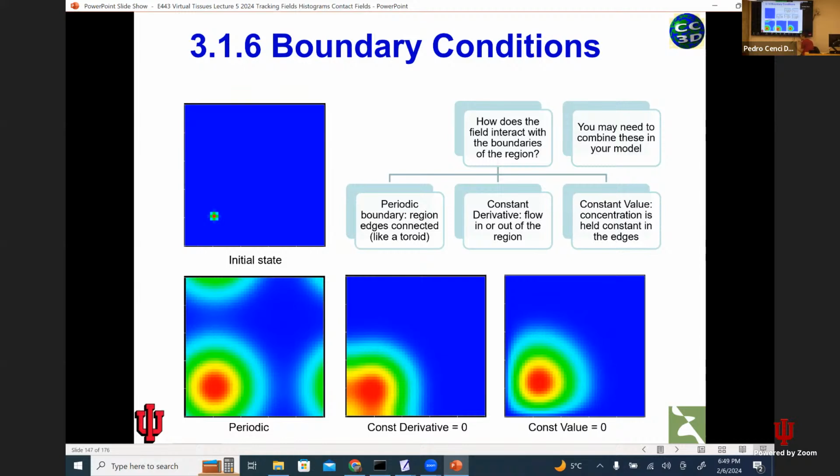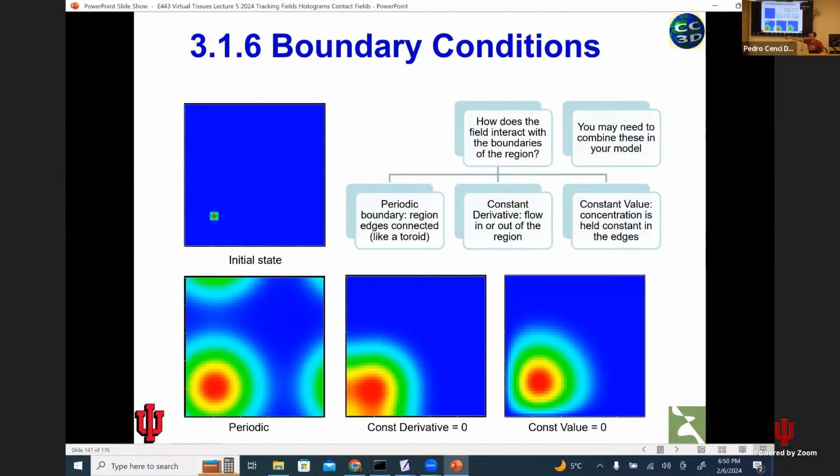Is the wall going to suck up? No. Is it going to help releasing more? No, it's not doing anything. So there is no exchange of fart with the wall. In this case, you use a constant derivative 0. What is derivative? It's the rate of exchange. What is 0? Not happening. That's what this wall is doing.